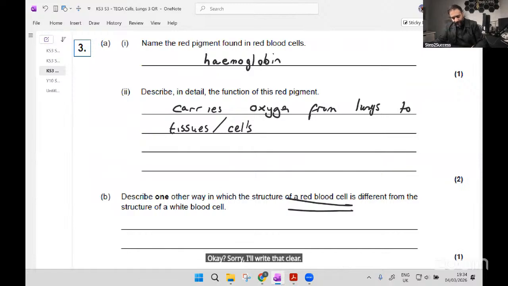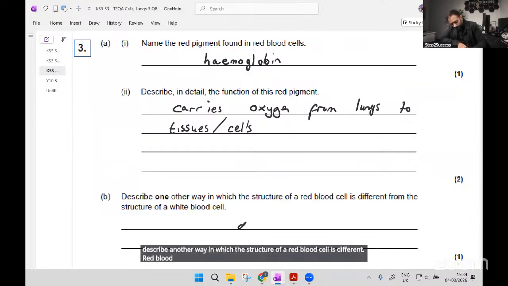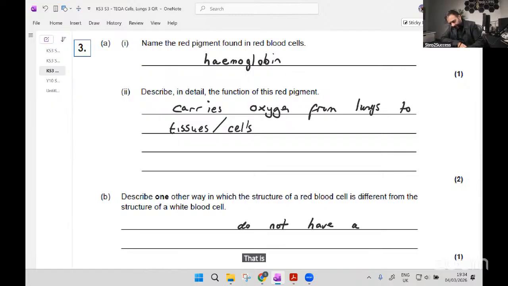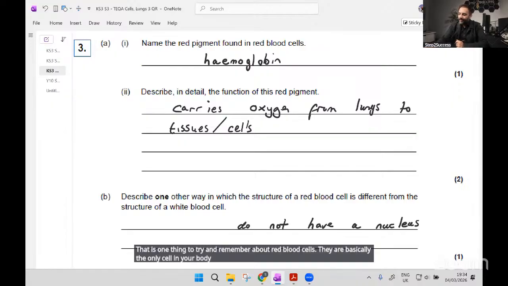There you go. Carries oxygen from the lungs to tissue cells. Describe another way in which the structure of a red blood cell is different. Red blood cells do not have a nucleus. That is one thing to try and remember about red blood cells. They are basically the only cell in your body that doesn't have a nucleus.